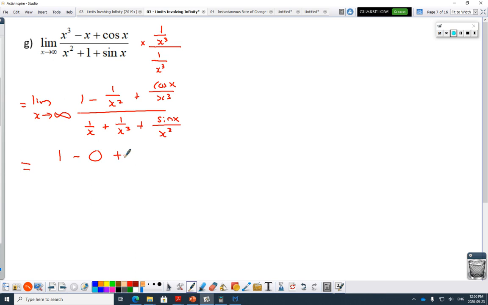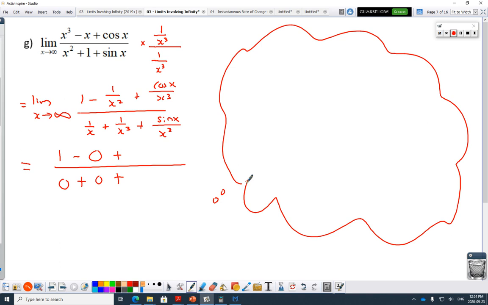Plus, I've got a problem. I'll come back to that in a second. That cos is the problem here. That doesn't allow me to use my degree rules from advanced functions. In the bottom, 0 plus 0 plus, uh-oh. Separate thing: cos x over x cubed. Let's go over here in a big thought bubble. Ready? Limit as x approaches infinity of cos x over x cubed.